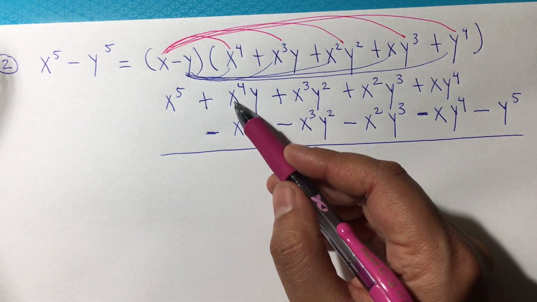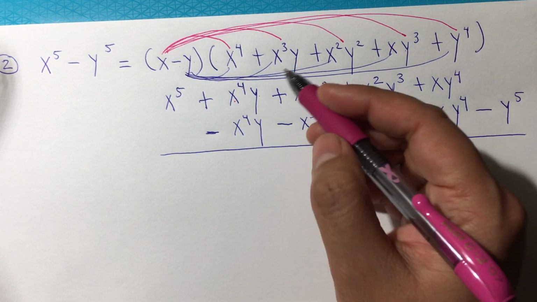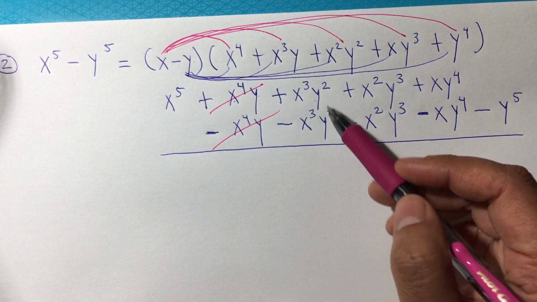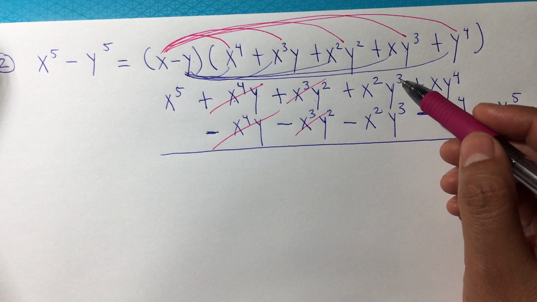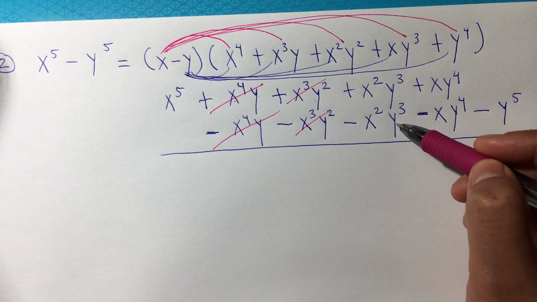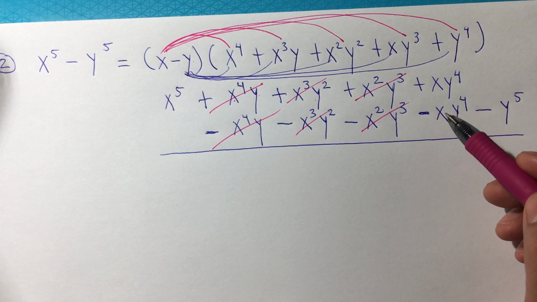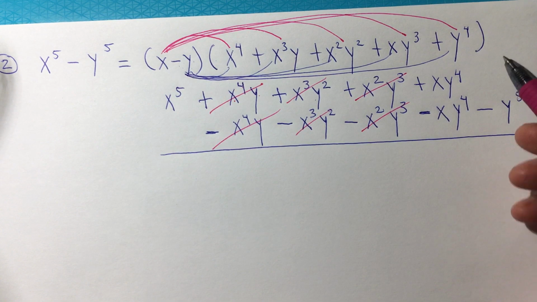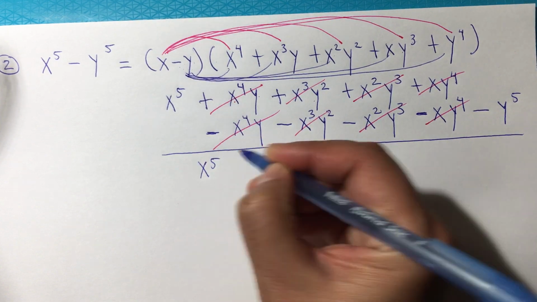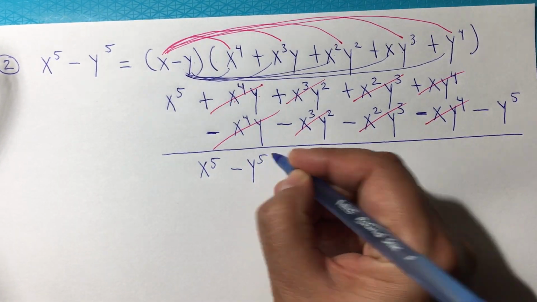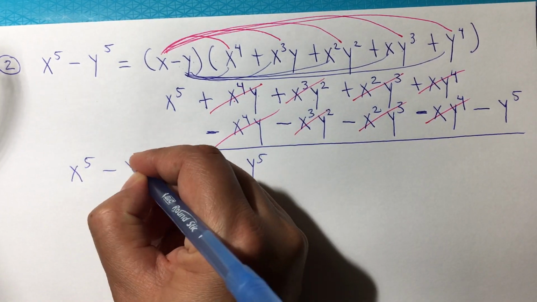And so in here, x to the fourth y minus x to the fourth times y, they cancel. They're opposites of each other, so they cancel. X squared times y cubed, negative x squared times y cubed, they cancel. Positive x times y to the fourth, negative x times y to the fourth, they cancel each other. And what do I end up with? X to the fifth, negative y to the fifth. And these I just bring down, so it's x to the fifth minus y to the fifth.